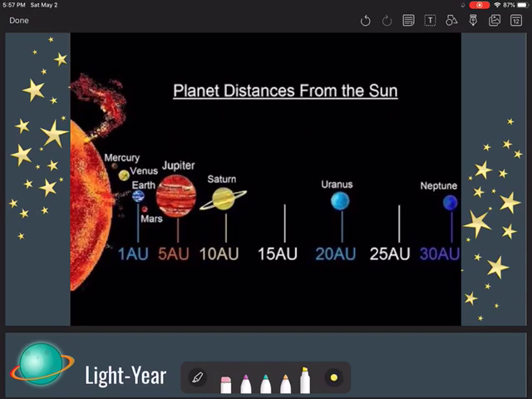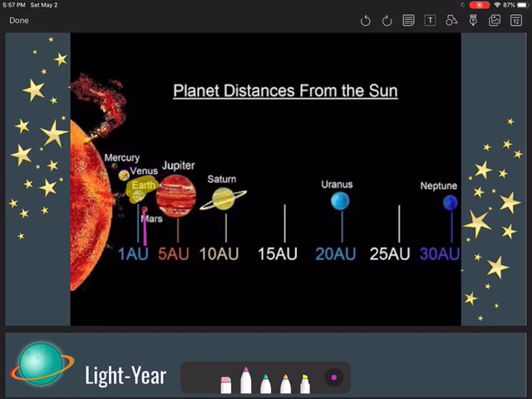If you wanted to look at the distances from the sun, we can see here we have Earth, and that's 1 astronomical unit. Mars was 1.52, if we remember from the previous slide. But we can see Jupiter's about 5, Saturn's about 10, Uranus is about 20, and Neptune's about 30. And then, of course, Mercury and Venus here are going to be less than 1.